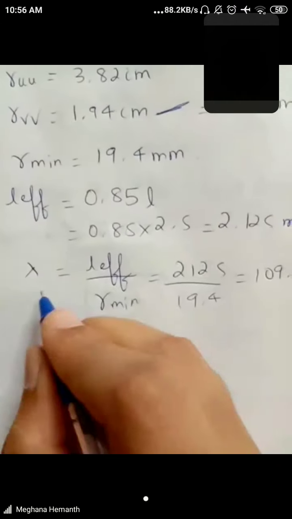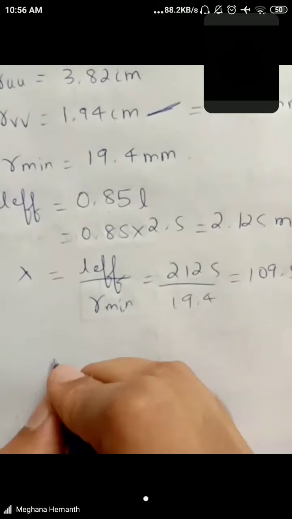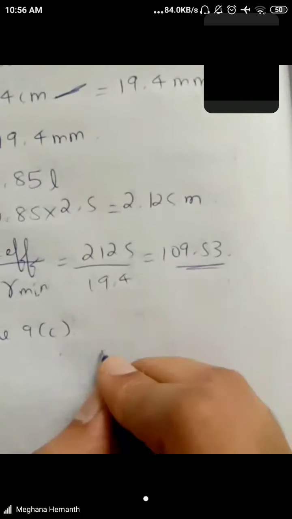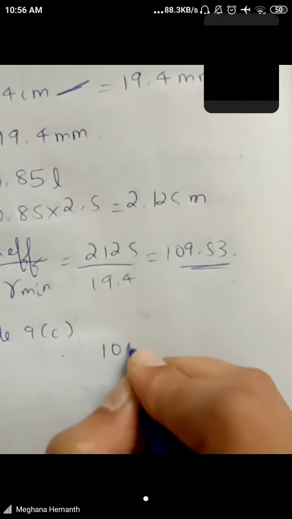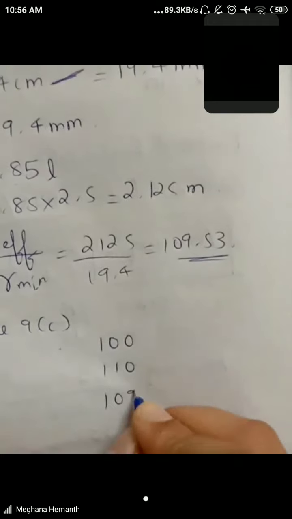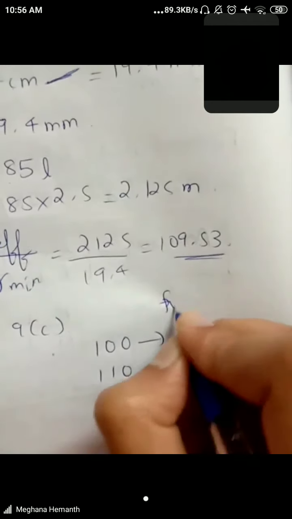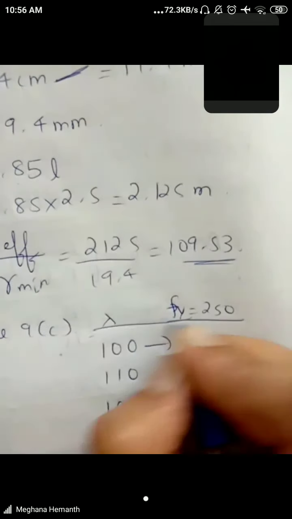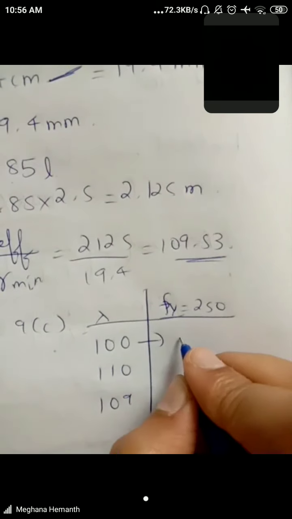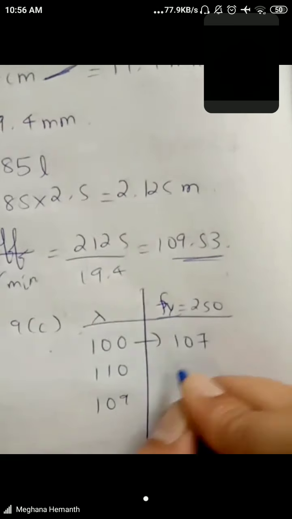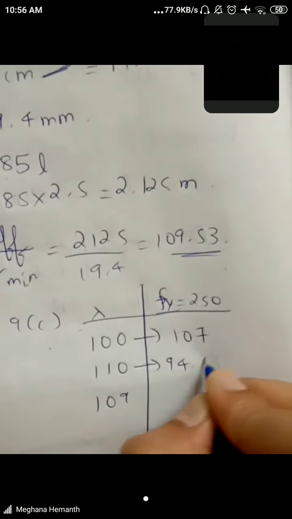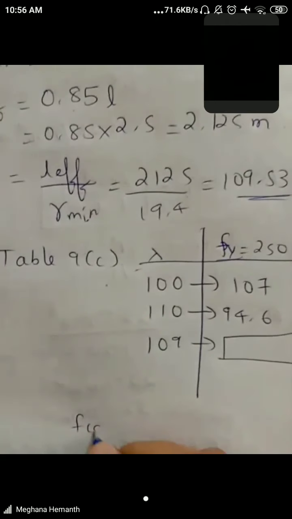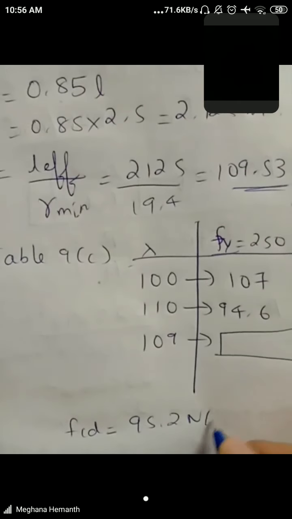Remaining steps are the same. You'll find out your slenderness ratio. Then you will always refer to your table number 9C. Now your slenderness ratio 109.53 will lie between 100 and 110. So under your column Fy equal to 250, this is always your slenderness ratio column. For 100 you will write down the FCD value as 107. For 110 it will be 94.6. For 109 please interpolate. Whatever value you get is going to be your FCD value. You will get it as 95.2 Newton per mm square.